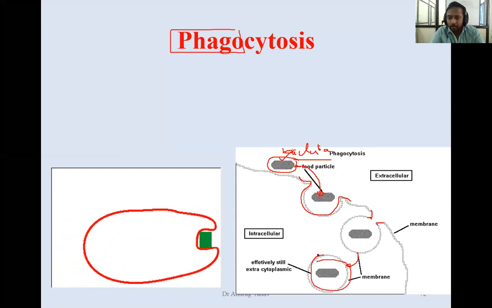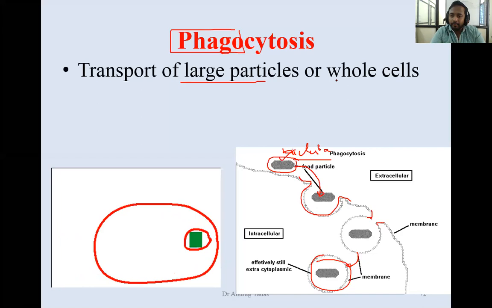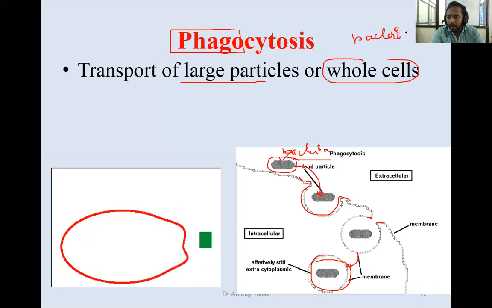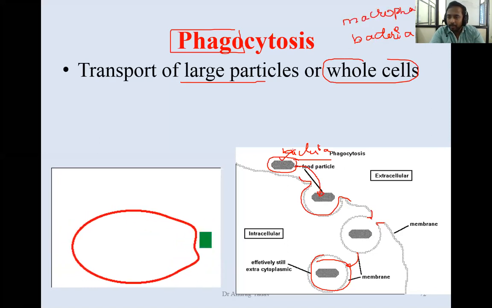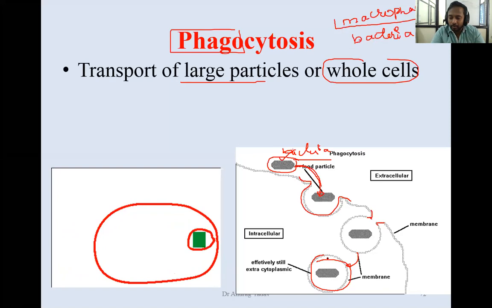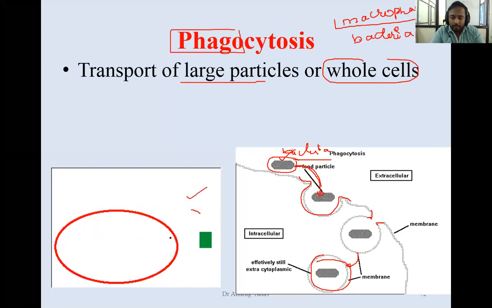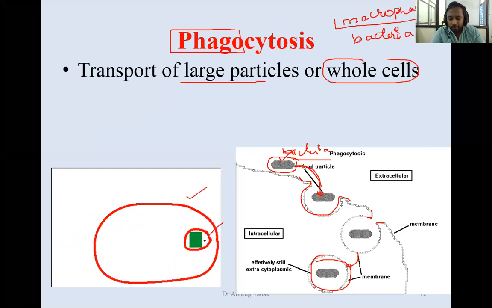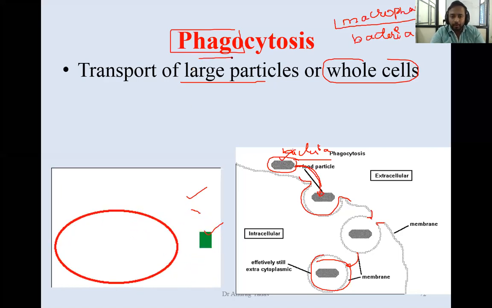This is phagocytosis, the movement of large particles or even whole cells. For example, if it is a bacterial cell, the whole bacteria can be engulfed by the most important defense cells, for example macrophages. Macrophages can engulf the bacterial cells as it is shown here. You can see in the GIF also how the bacterial cells or any food particle or solid particles are taken into the cell. That is called phagocytosis.